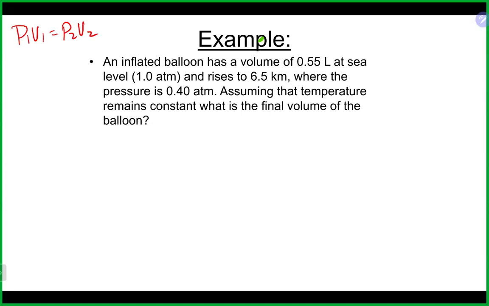Pretty simple to choose the right one. It's a good idea to pull out the information and label what it is, because very often it will show you almost like the gas law that you should use. Here we do have a volume that is 0.55 liters. It goes with 1 atmosphere, which is a pressure. It rises to 6.5 kilometers, which is not useful at all, really, in this problem. We have another pressure of 0.4 atmospheres, and we are looking for a final volume here.